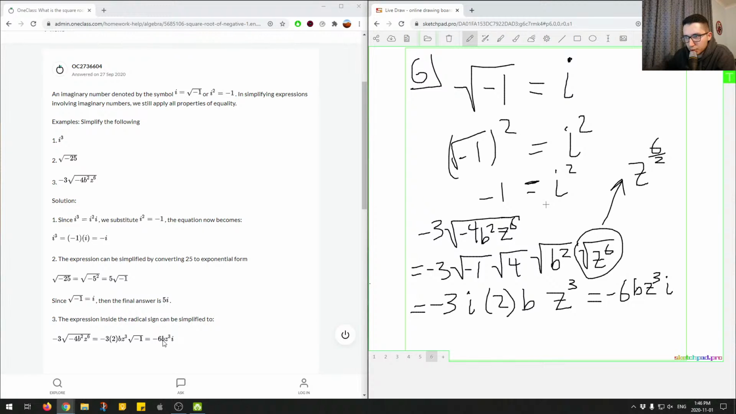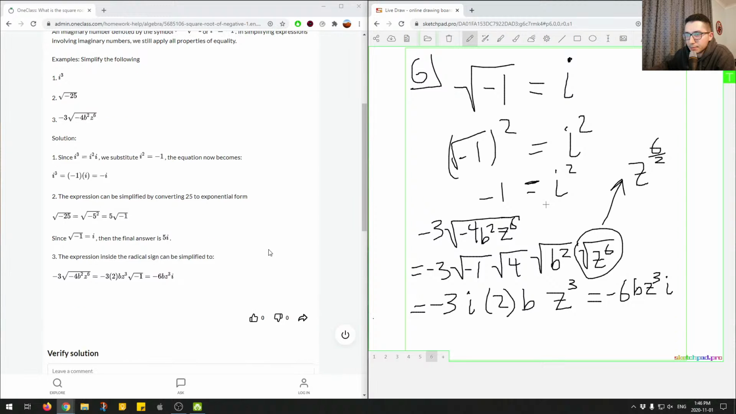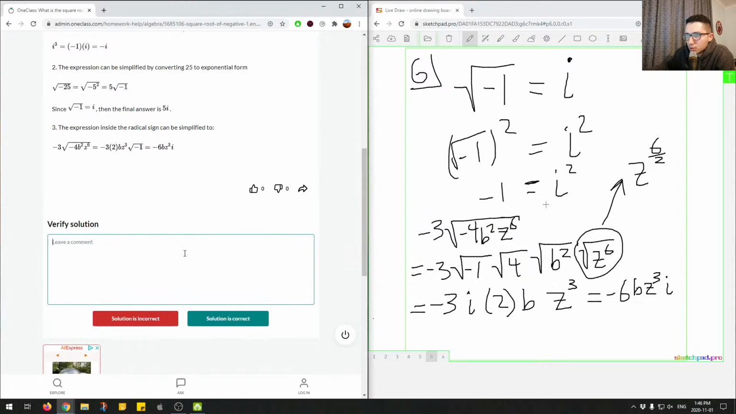So here the junior tutor obtains the correct answer as we've shown over here. So we'll mark this as correct, and we'll move on to the next question. Correct answer, great job. From these examples, we can see how this expression above is important to know to help us simplify equations with negative square roots.